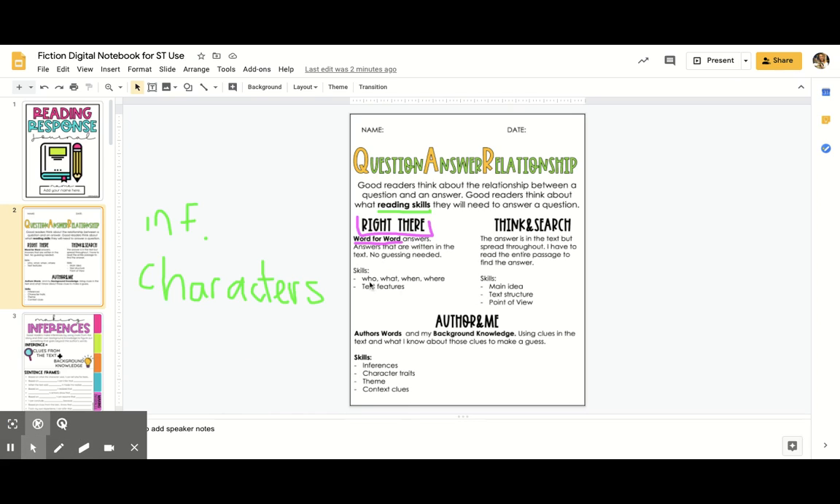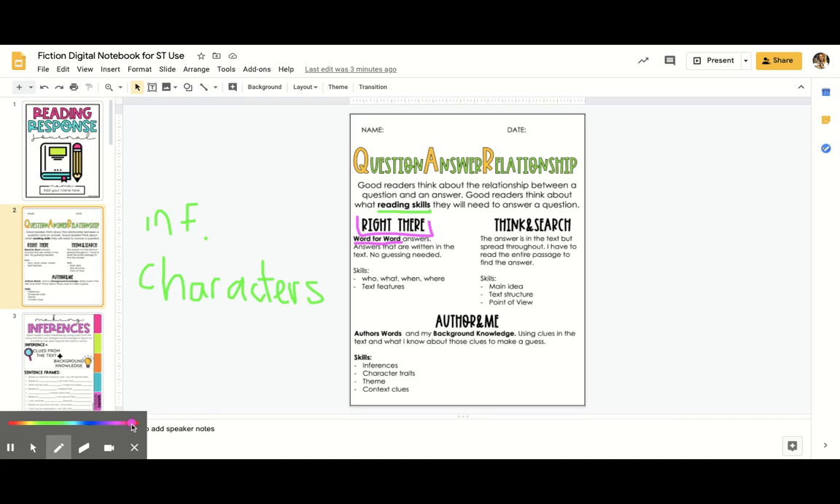So any type of question that says who, what, when, or where, right? Any question that asks that, it's usually going to have a word for word answer. And then later on in the year, we're going to learn about text features. And those are also right there. I can see them. It's a chart, it's a graph, it's a picture, it's a title, it's a heading, things that are right there, word for word, that I can see, right? It says answers that are written in the text, no guessing needed. That is a right there answer. So when we talk about facts, we are talking about right there answers.